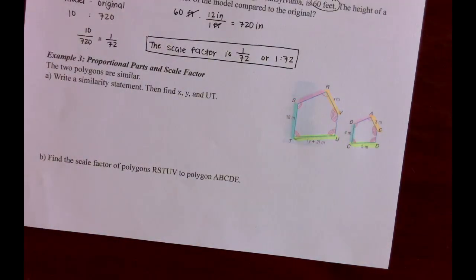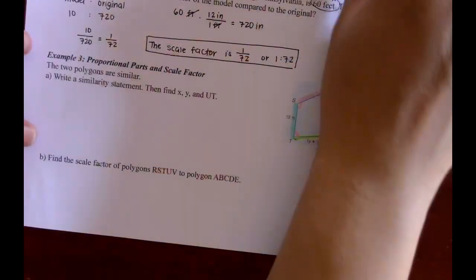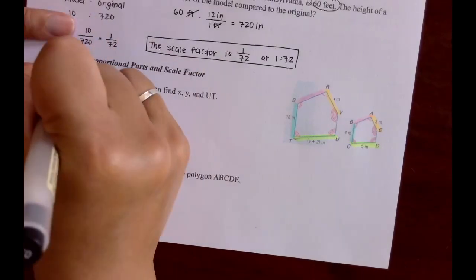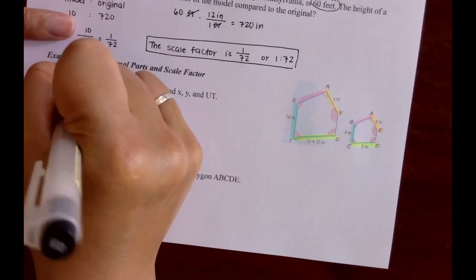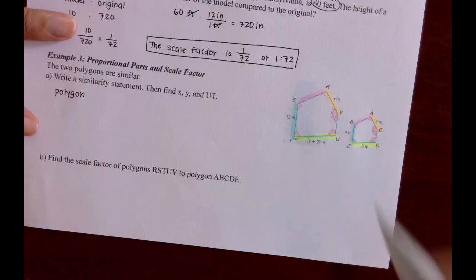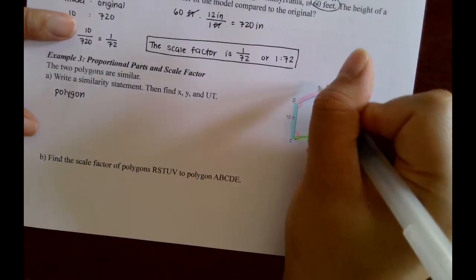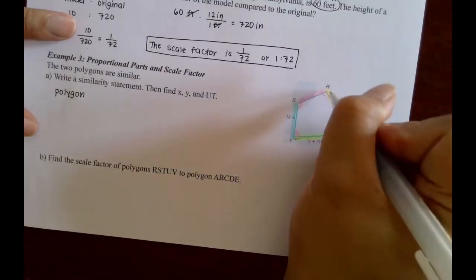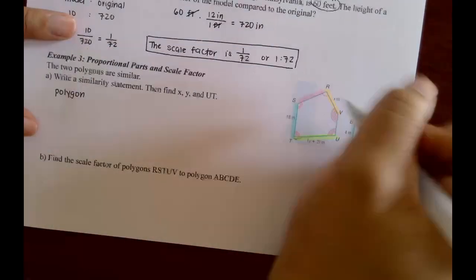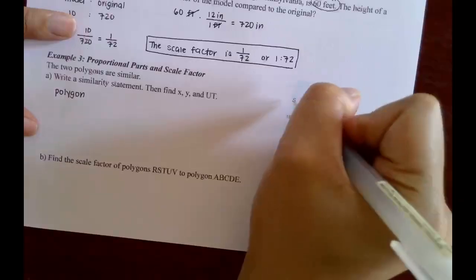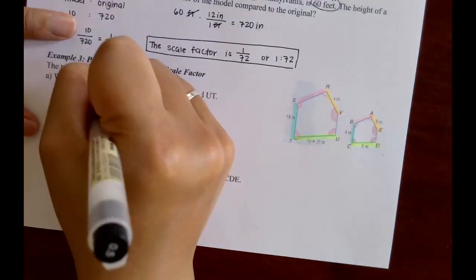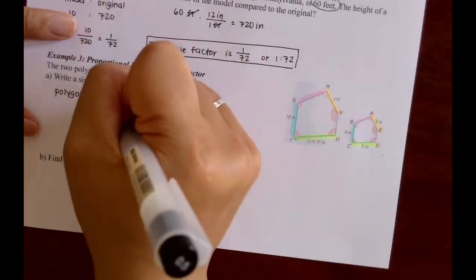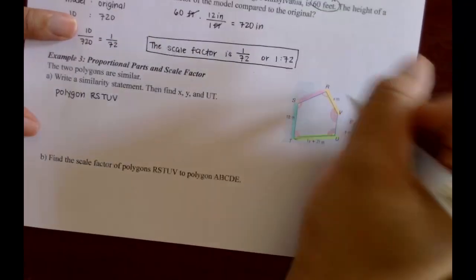So first we're going to write a similarity statement to say that they're similar. So what I'm going to say is polygon, and I'm going to name it. How we name a polygon is we pick a vertex, and then we go either clockwise or counterclockwise. So I'm going to pick R, and I'm going to go counterclockwise. So this is polygon RSTUV.